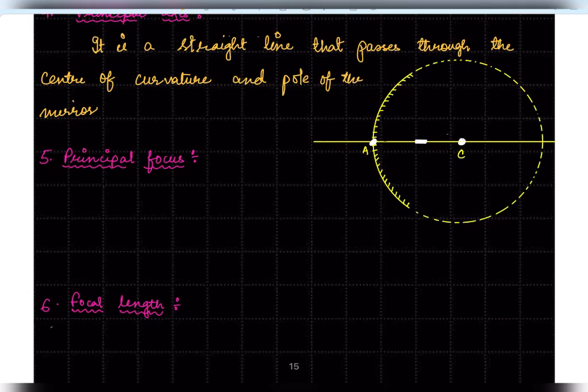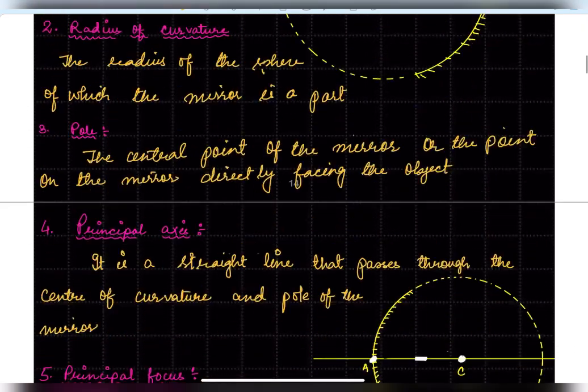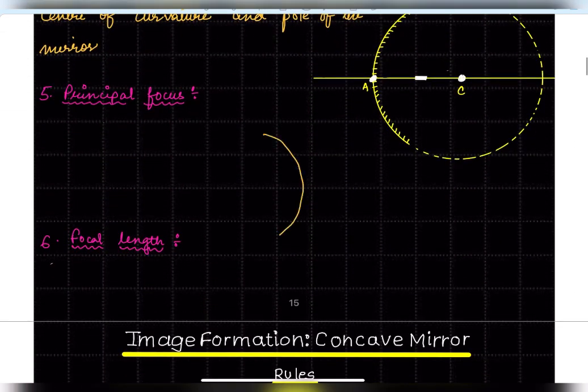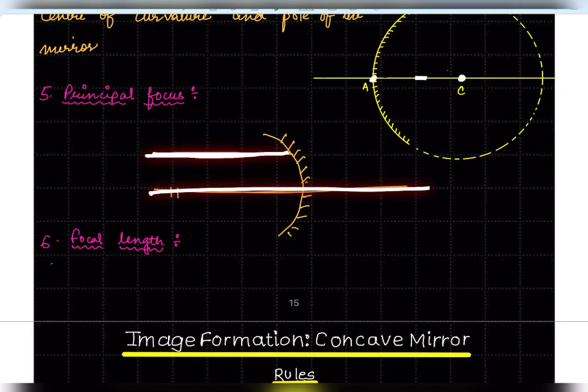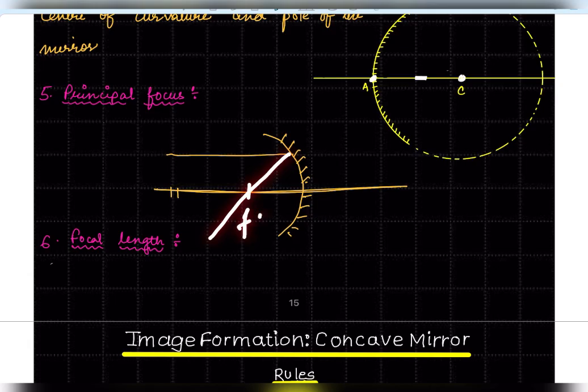Okay, what is the principal focus? Let's take a concave mirror. Outer part is polished and inner part is reflecting. Now what is the principal focus? The definition is, if you take a straight line which is parallel to the principal axis, this is my principal axis, and I'm taking a straight line that is parallel to it, then after reflection it will pass through the focus. That will be my focus.